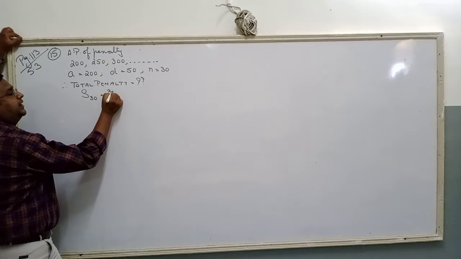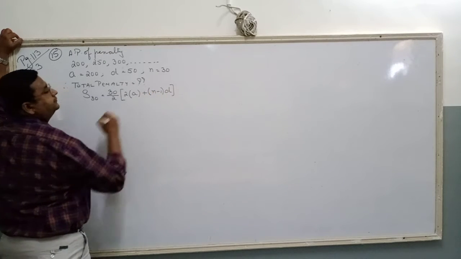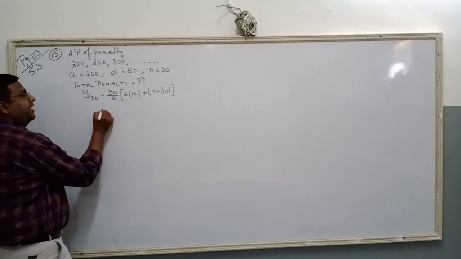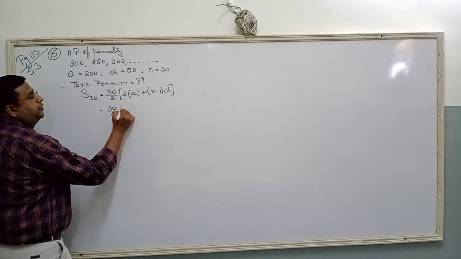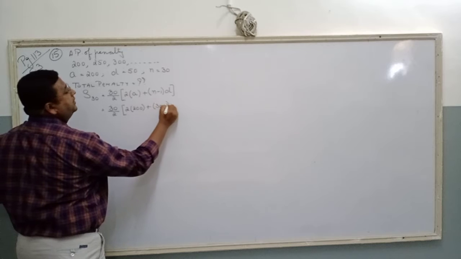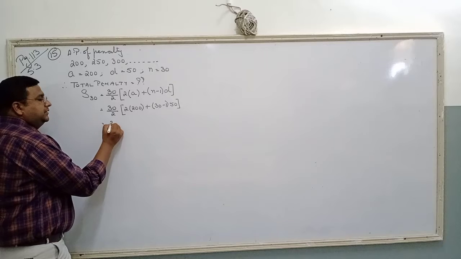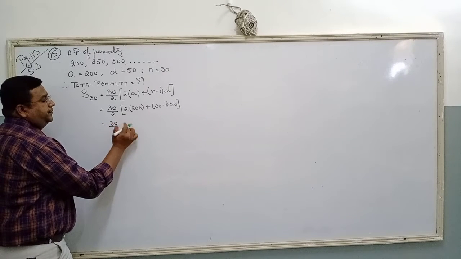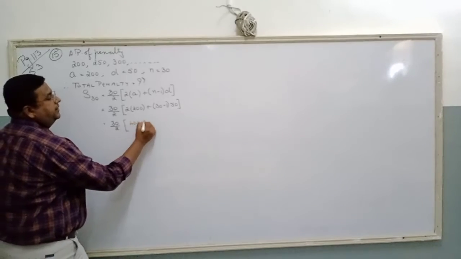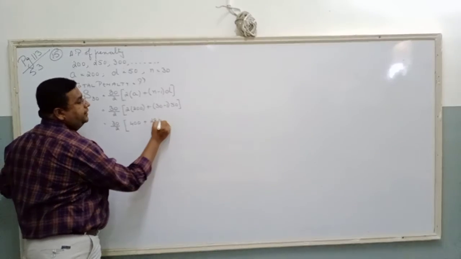Can we apply the formula? N by 2 into 2A plus N minus 1 into D. How much is A? 200. D is 50. Just substitute the values. 30 by 2 into 2 into 200, 400, plus 30 minus 1, 29 into 50. That is simple calculation, nothing else.